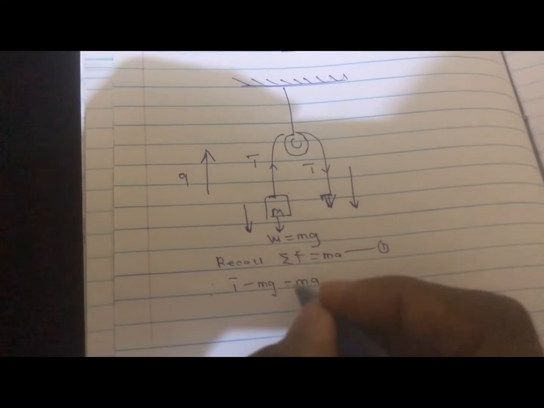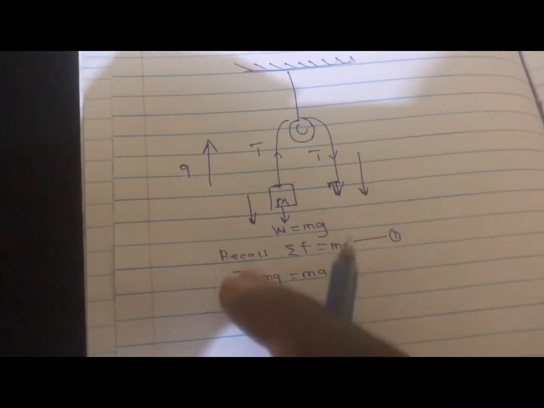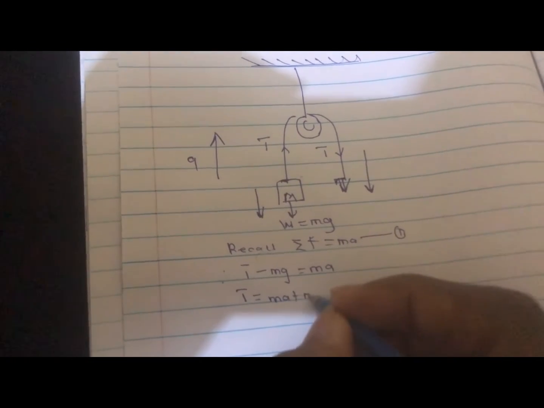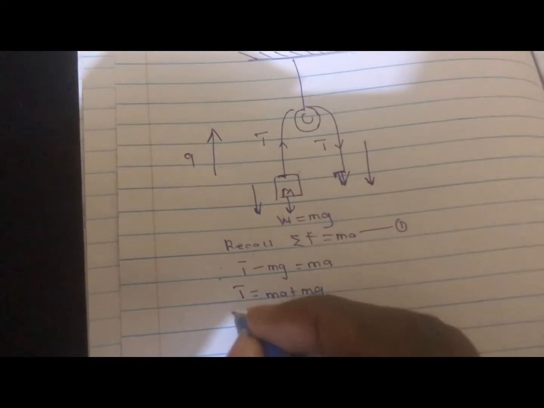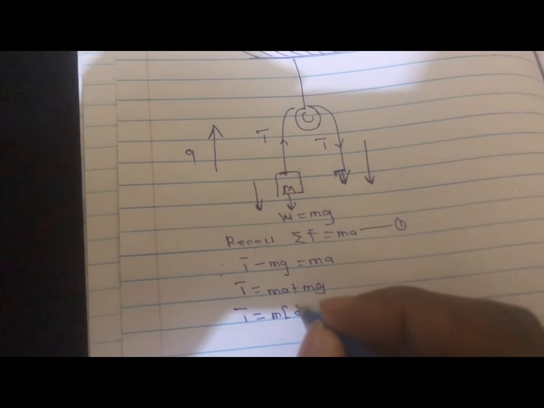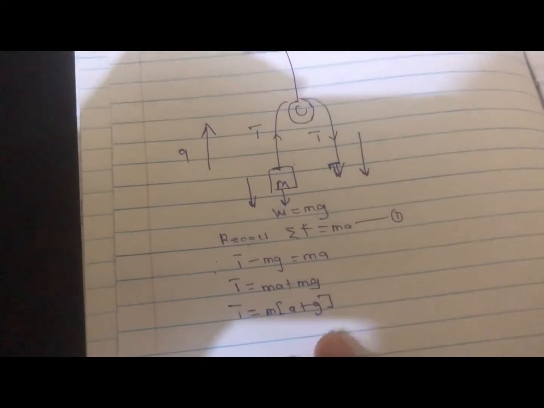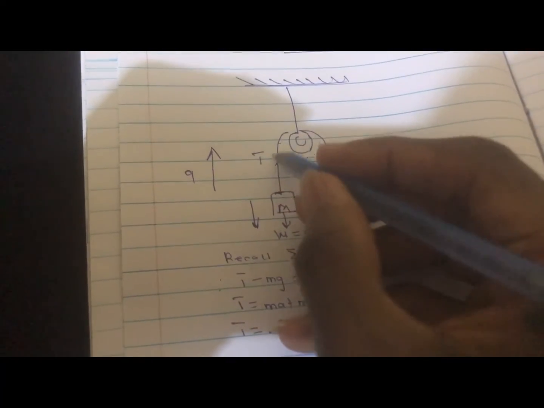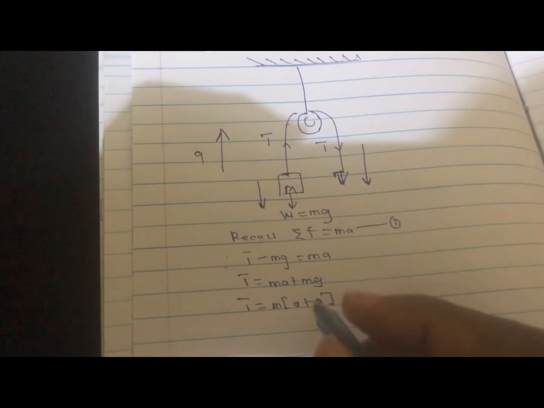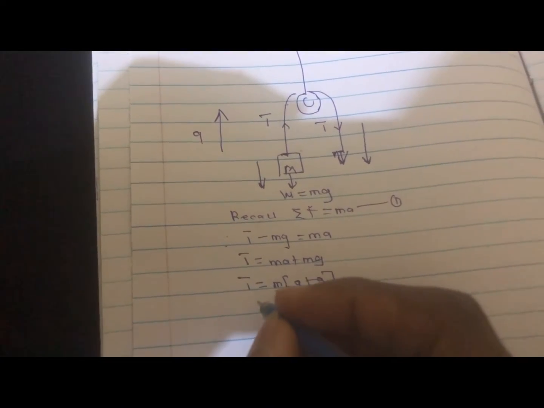So we can now make T the subject of the formula, that is make T stand alone. Then we take mg to the other side. We have ma plus mg. Now when we factorize, the tension is equal to what? m open brackets a plus g, close the brackets. So now this equation is basically used to calculate the tension at the inextensible string.